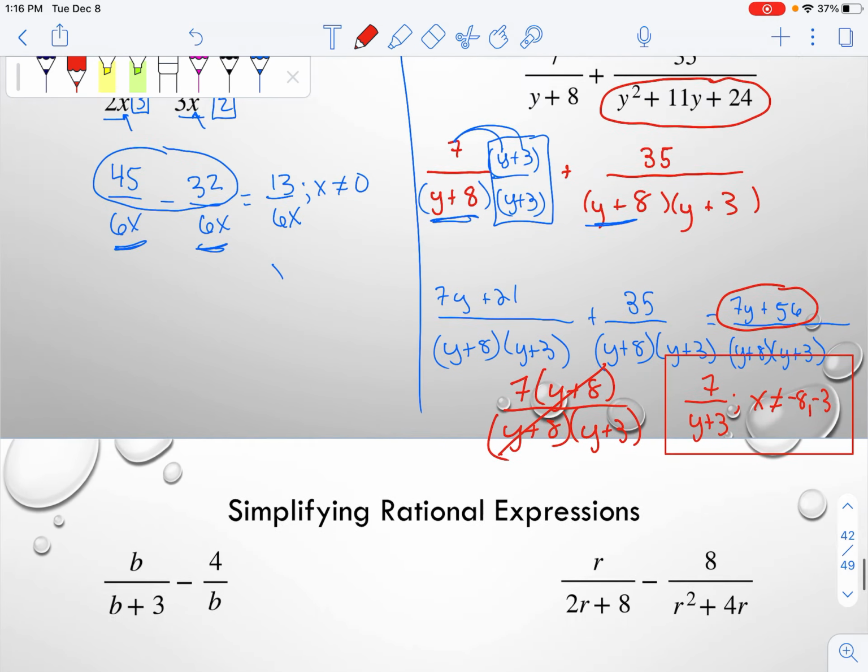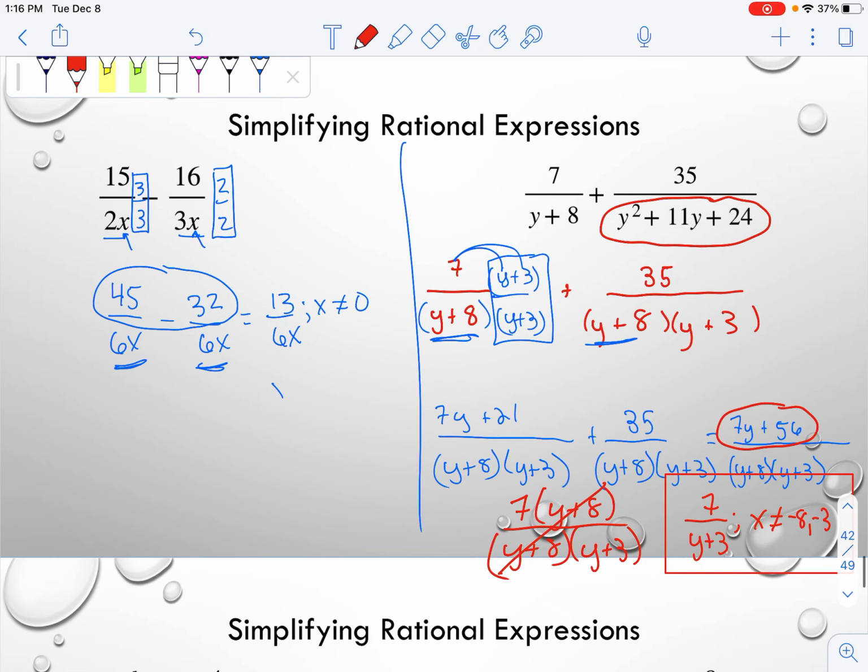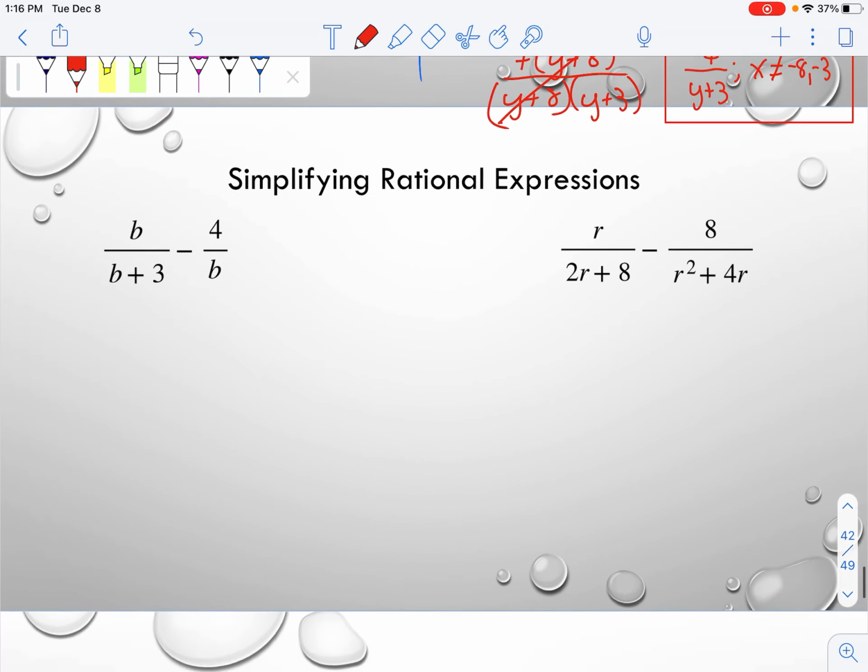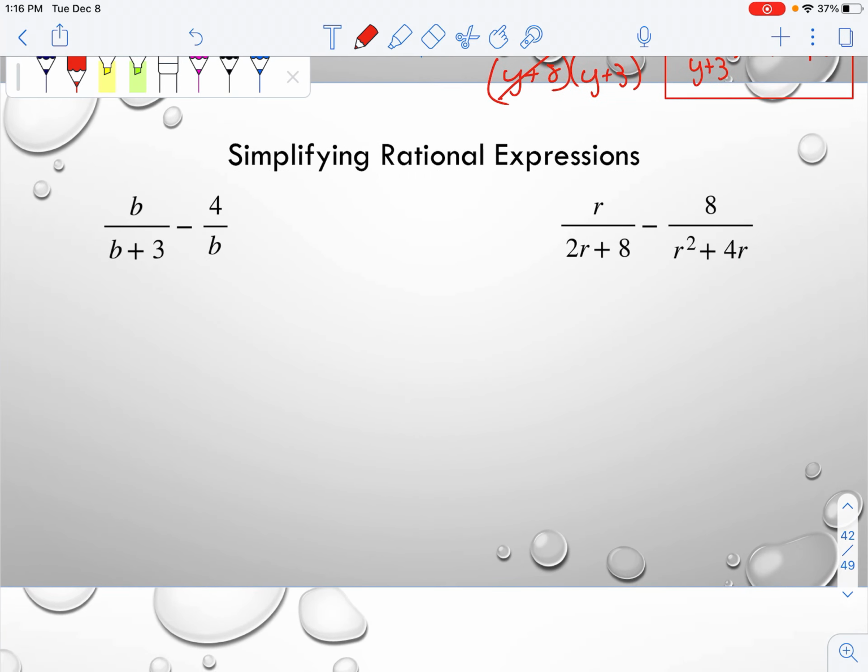Okay, so we got lucky up here with the expression on the right. We only had to multiply one side by something. Okay, what if we had to multiply both sides by something? All right, so the common denominator between b plus 3 and b is b times b plus 3. So I need to give this the factor of b, and I need to give this side the factor of b plus 3.